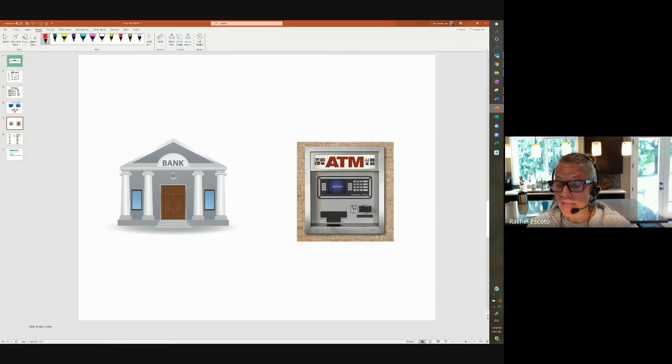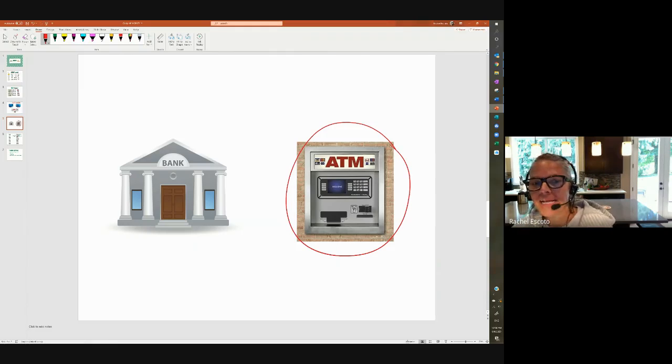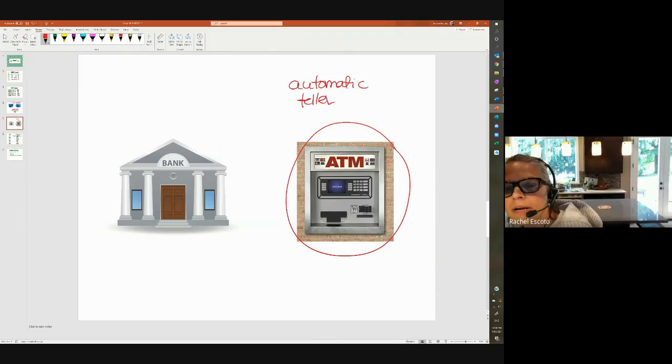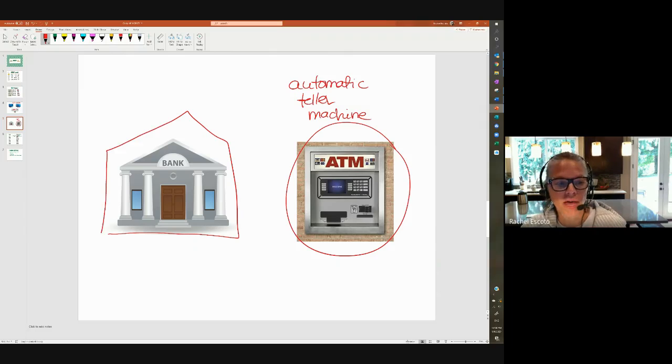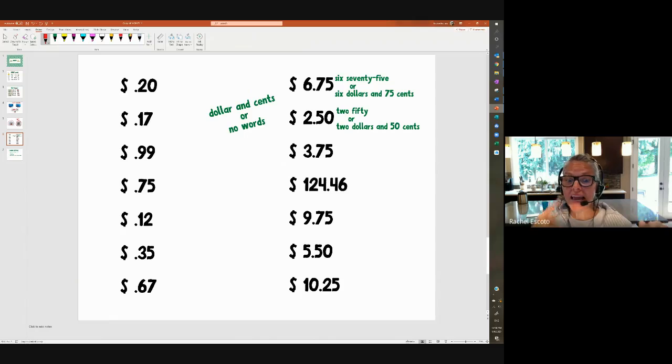Where do you get money? If you need cash, where do you get money? If you need dollars and bills, you can go to the ATM. ATM stands for automatic teller machine. That's where we get ATM, right? And you can see those at the bank, sometimes at 7-Eleven, at gas stations. That's so you can get cash. Or if you have other things you need, of course, you go to the bank. Okay, let's practice how we say the money.